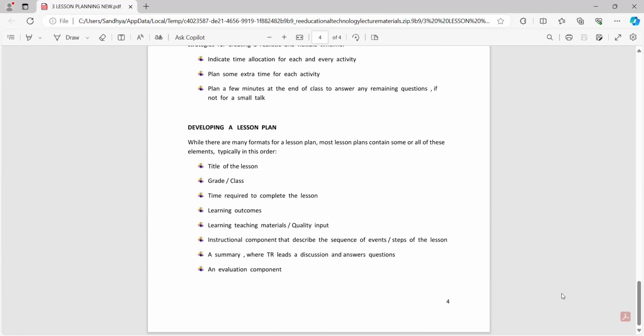Yeah, ma'am. Yeah. So now the first part of a lesson plan, what you should do first is what? Writing specific objectives. What the students be able to do at the end of the lesson.